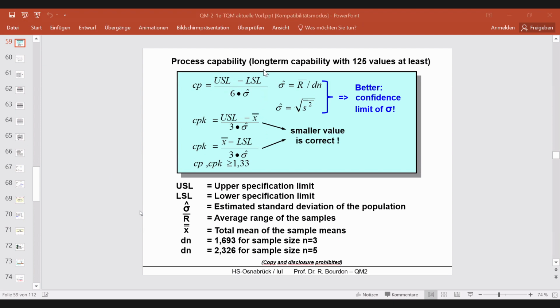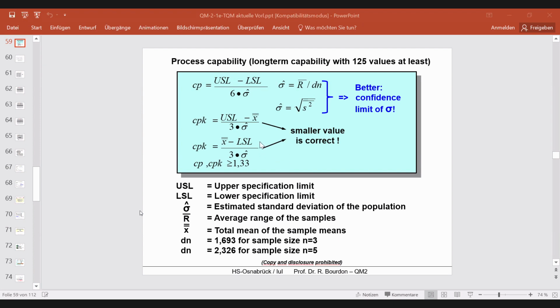CP is only about the distribution. Here we have the upper and lower specification limits. Here the 6 times the standard deviation. Here we have the CPK value, two equations. Here we have the upper specification limit in the equation, and here the lower specification limit. The smaller value is the correct value.